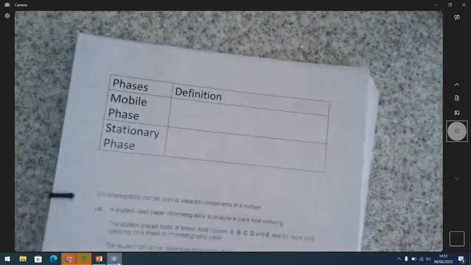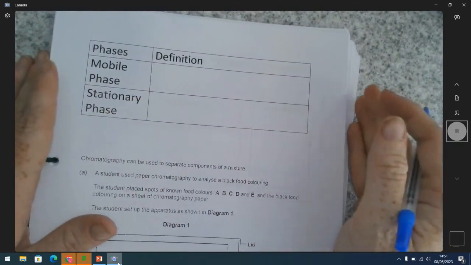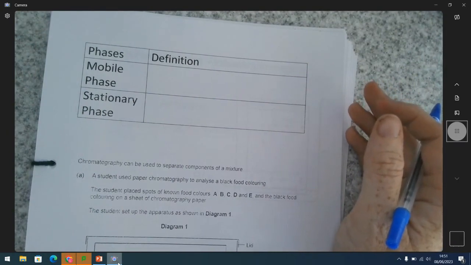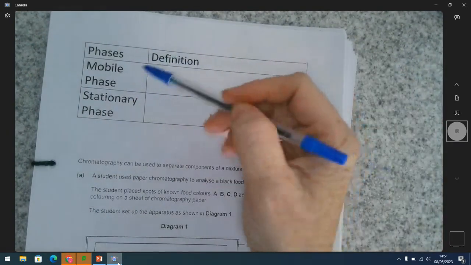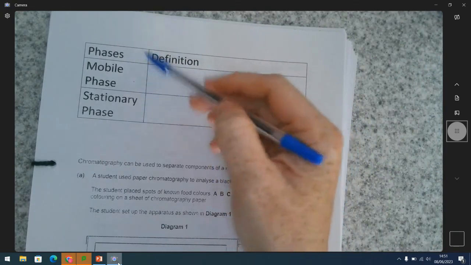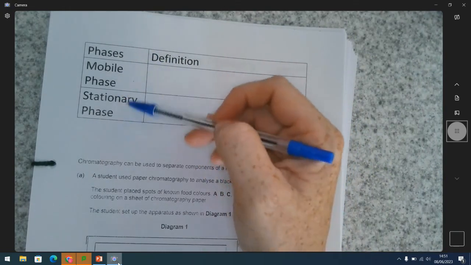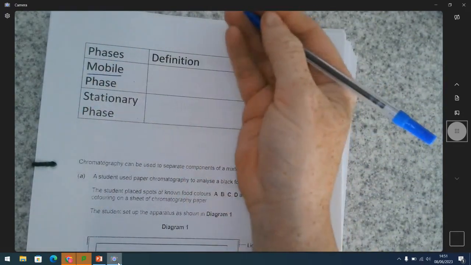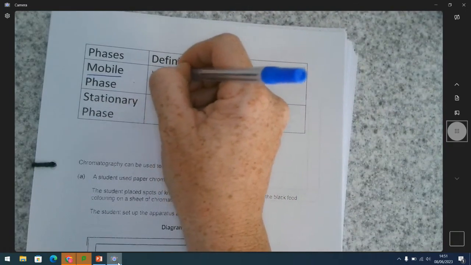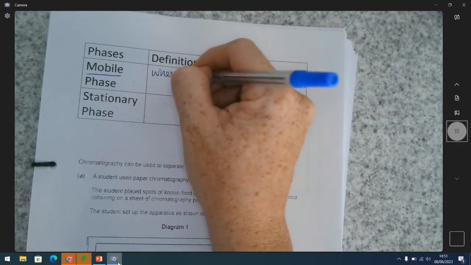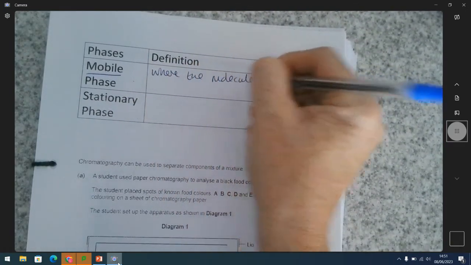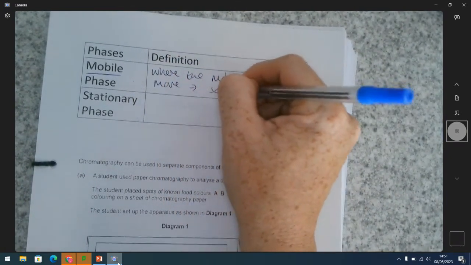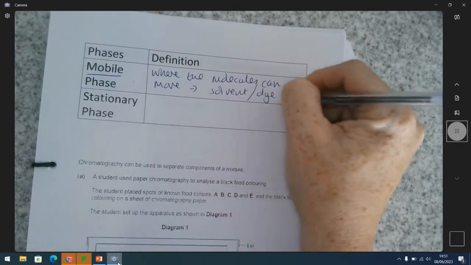Now, the required practical does have certain terminology around it that you just need to be aware of. There are 2 phases within chromatography: the mobile phase and the stationary phase, and you need to be able to identify examples of both of those and define them. When I think of mobile, I think of the ability to move. So the definition would be where the molecules can move. In the case of chromatography, that would be the solvent and the dye moving through the paper.